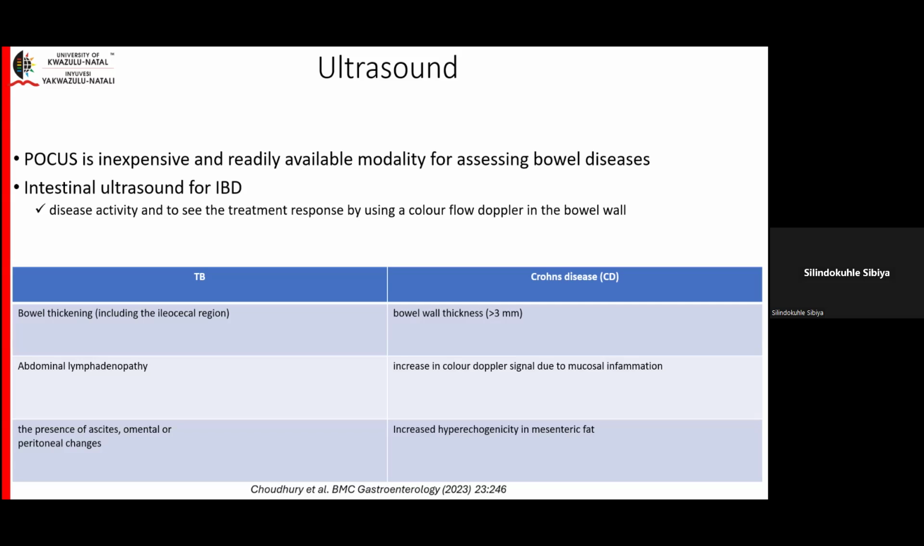In TB, the features that you'll find on abdominal ultrasound include bowel wall thickening, abdominal lymphadenopathy, ascites, or omental or peritoneal changes, while in Crohn's, the bowel wall thickness is normally greater than 3 millimeters. There's an increase in color Doppler signals due to mucosal inflammation, and there's increased hyperechogenicity in the mesenteric fat.